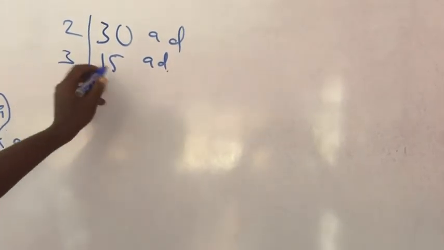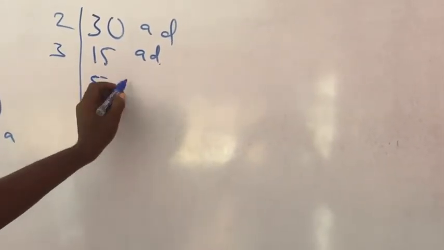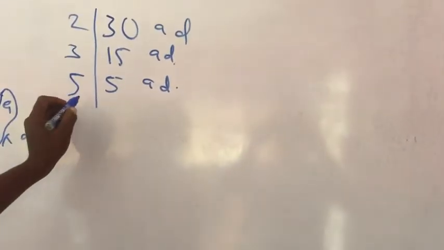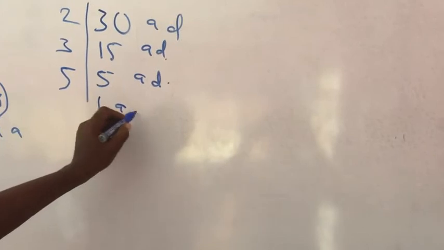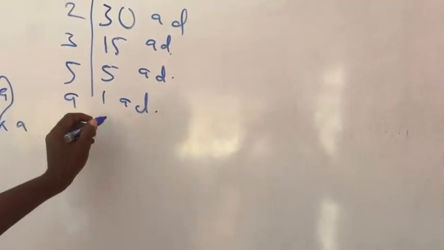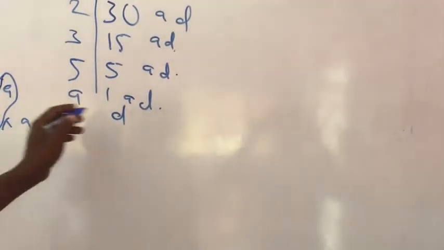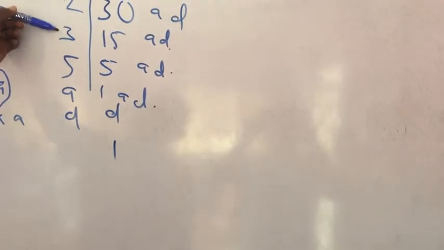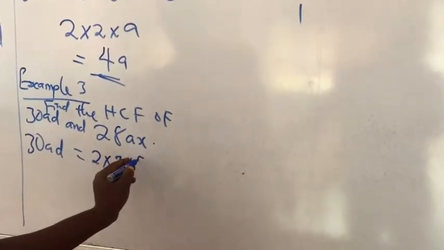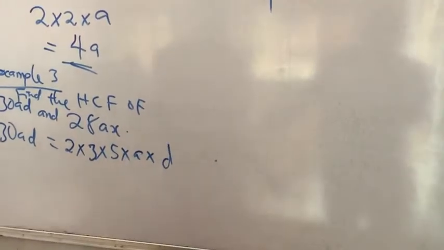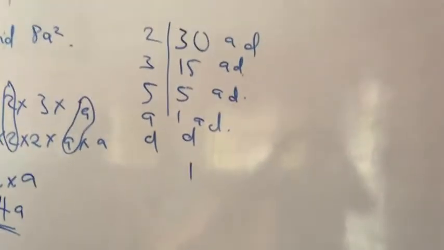What can go again? 3. Is that not so? 3 in 15, that's 5. 5 what? AD. What can go again? 5. 5 in 5, 1 AD. So you can now see the next one is A, then D. D in D, 1. So you are left with 2 times 3 times 5 times A times D. I hope we get it that simple, in a very simple way like that.